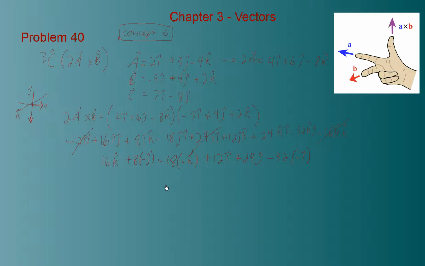And now we can combine i terms, j terms, and k terms because they're in the same direction, so you can add them just like 3 plus 7 is 10. So where's the i's? We got a 12i minus 32i, minus a negative, which is actually a positive. So 12i plus 32, that's 44i.